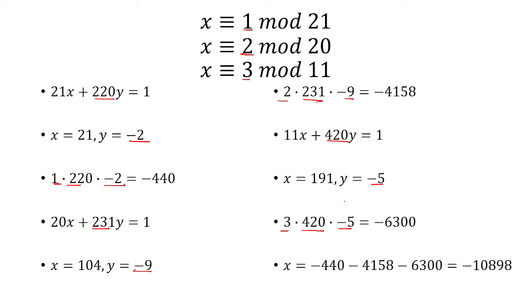So finally, we add these together. Negative 440 minus 4,158 minus 6,300. And that's equal to negative 10,898. And that is our answer.